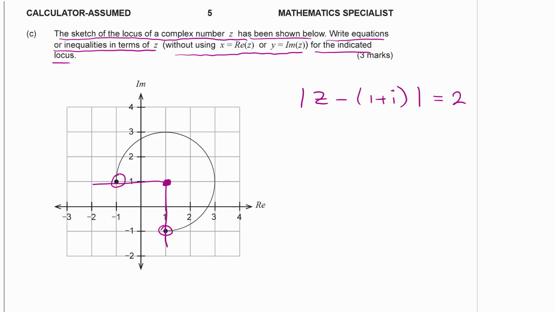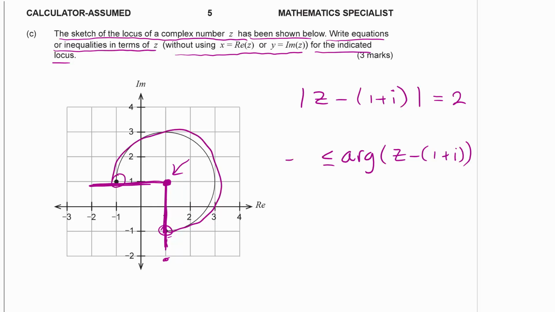Now what we could do is take an angle from this point. So we can say arg of z take away 1 plus i. And this angle here and this angle here are cut out, which means that we want to go from this angle down here around to this angle. So that is going to be greater than or equal to negative pi by 2 and less than or equal to pi.